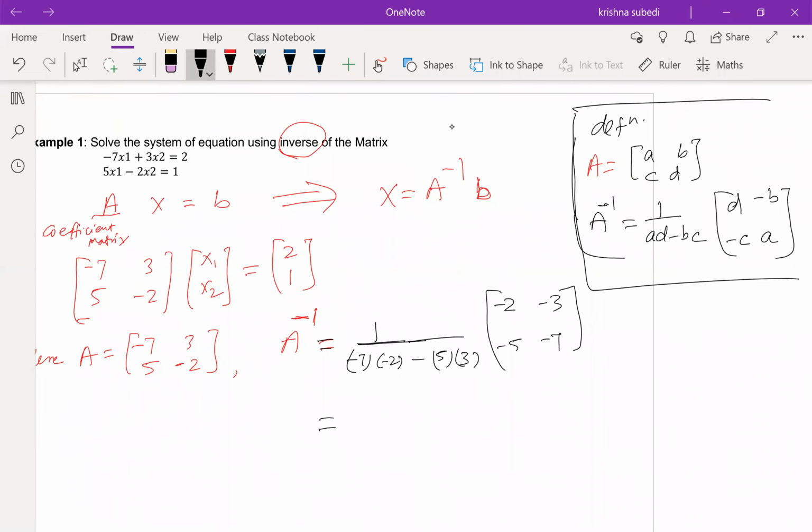This looks ugly. Let us simplify it. 1 over 14 minus 15. How much is that? -1. And that's going to give me [-2, -3; ...]. Okay, we got A inverse. Any questions so far, guys?